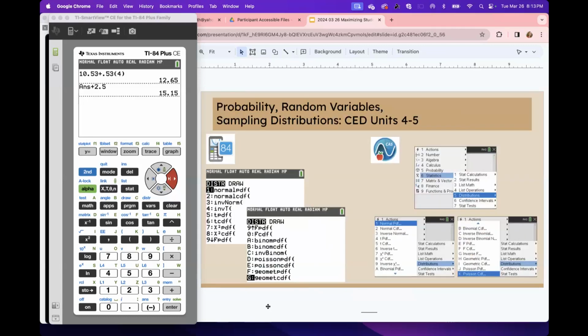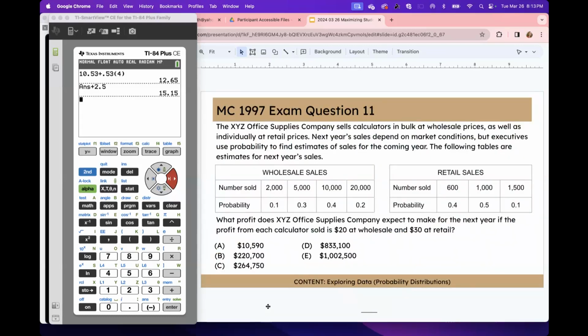Okay, so our next content area is probability, random variables, and sampling distributions. We're going to do another multiple choice question. And we chose this question from the 1997 exam. If we look at this question, it's basically talking about a company that sells calculators. They sell them wholesale and retail. And what we're trying to do is come up with their expected profit. Basically, that's what we've got here.